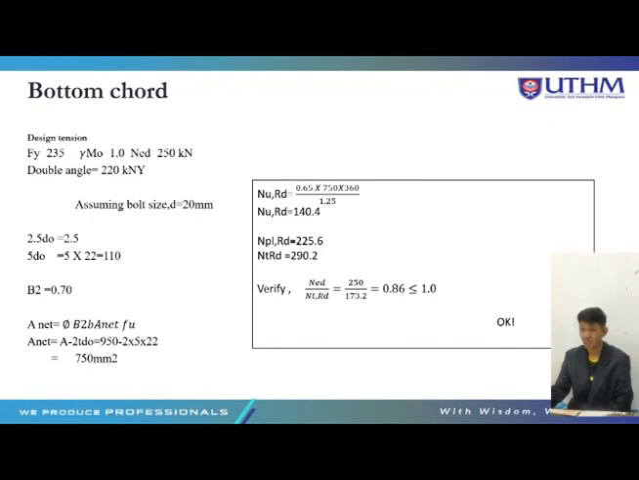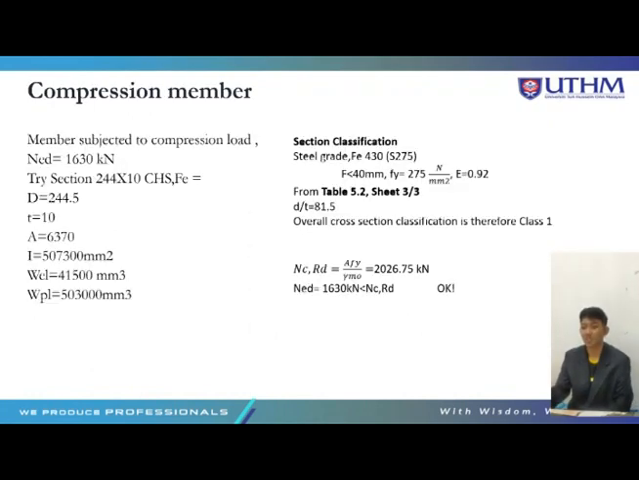Then, for the compression member, the members are subjected to compression load, and ED equal to 1630 kN. For the chosen section, 244 times 10 CHS, the diameter is 244.5, T10, area 6370.